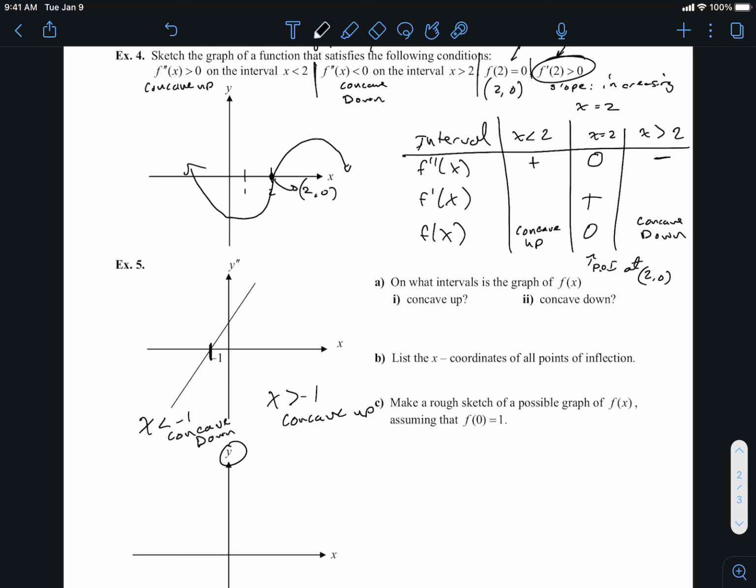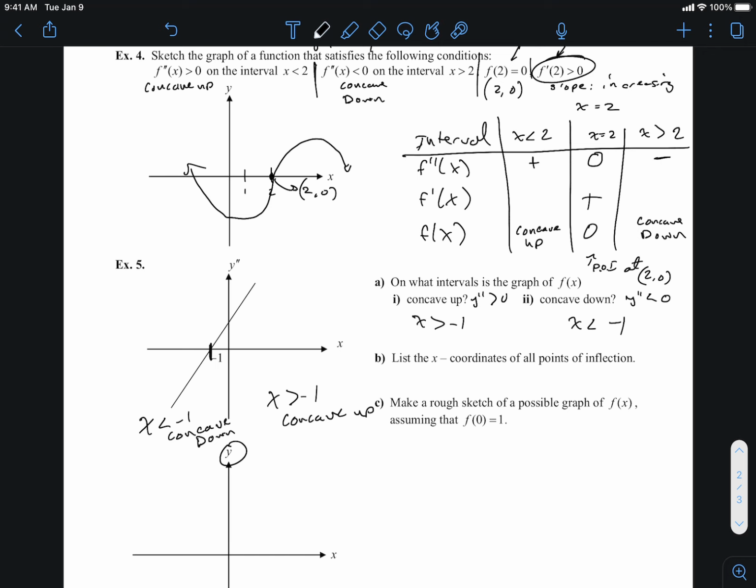So we can write that in over here. We can say y double prime has to be greater than 0, so concave up is going to be on the interval x greater than -1. And for concave down, y double prime has to be less than 0, so x is less than -1.